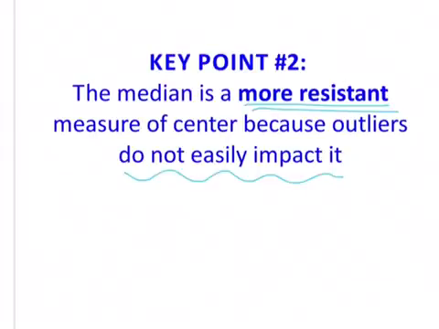And that makes sense because if I line every number up, even if I have one really high value or one really low value, it's not going to change my median that much. I'm just getting rid of one data point on the end as opposed to totally taking it out of the average. So in stats, we say the median is more resistant because outliers do not easily impact it.